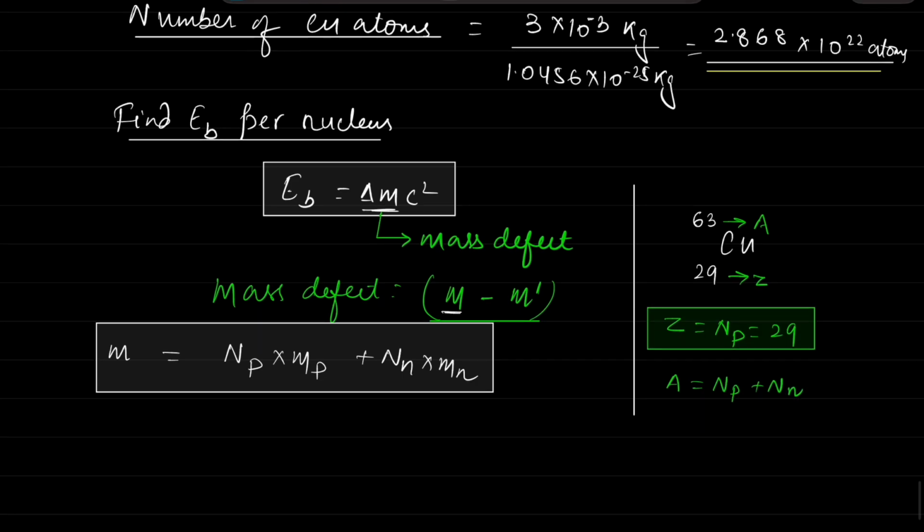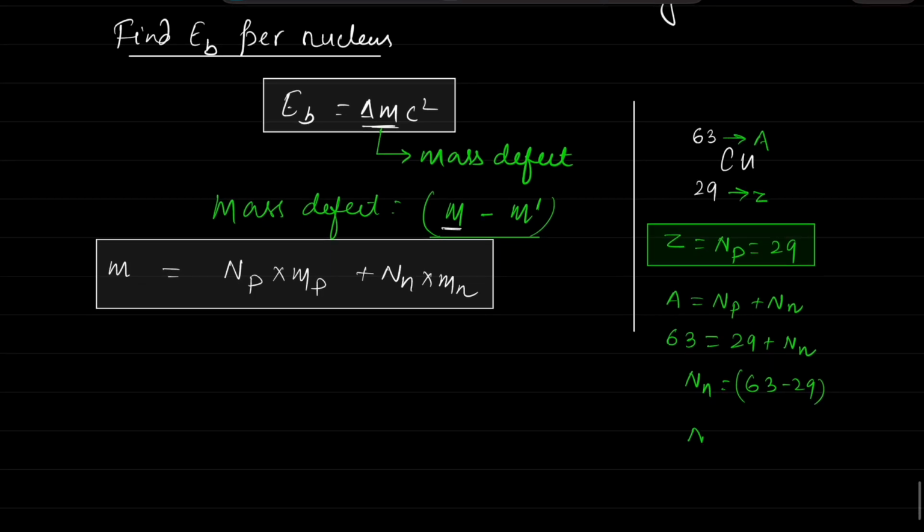So A value is how much? 63. 63 is equal to Np, which is 29, plus N. So number of neutrons is equal to 63 minus 29, which is 34. Now we have the number of protons and number of neutrons. What about the mass of proton and mass of neutron? Their values are always fixed.